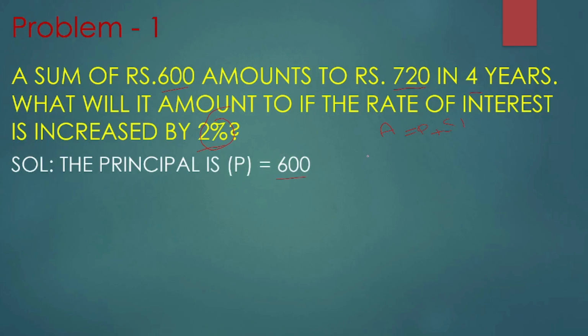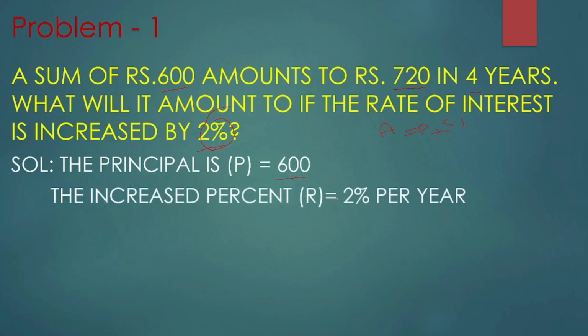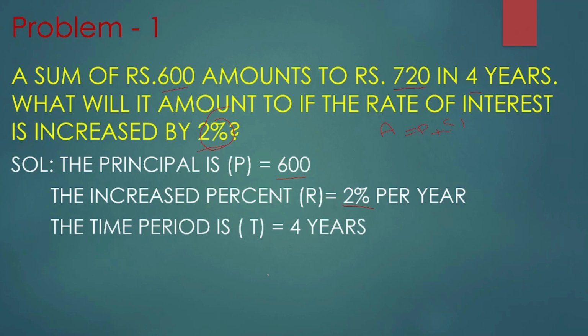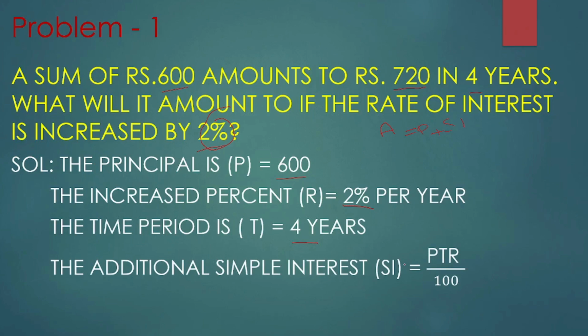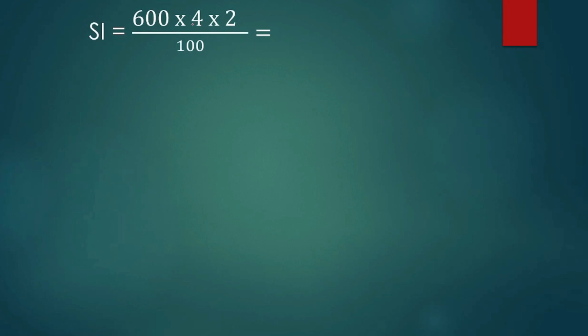So the principal is 600. The extra rate of percent is 2% per annum. The time period given here is 4 years. The additional simple interest here is PTR by 100. So the principal is 600, time period T is 4 and rate is 2. The two zeros cancel. 6 4s are 24, 24 2s are 48.